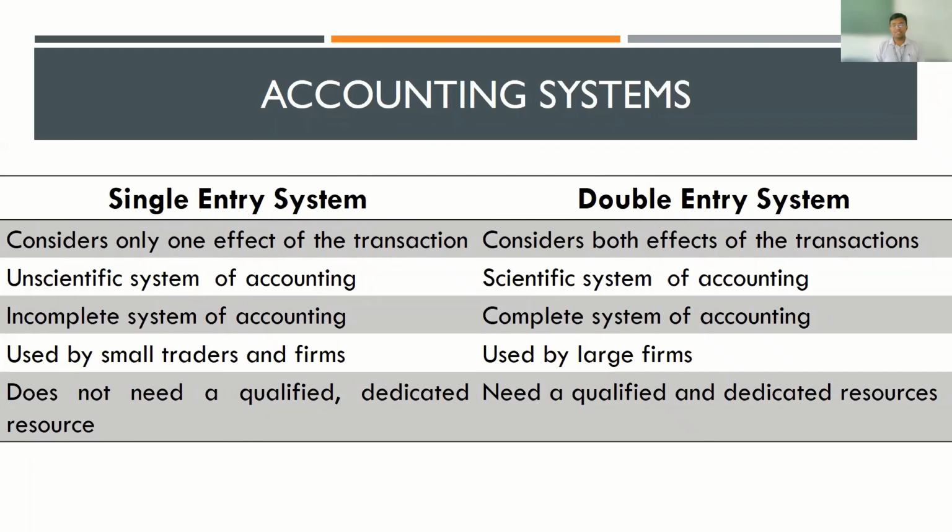Now, to maintain your books of accounts according to single entry system, you do not need a qualified or a dedicated resource. Anyone can do it. Whereas to keep your books of accounts according to double entry system, you need someone who is well versed with accounts, who knows how to keep a record of the transactions as per the double entry system. So these are the differences between single entry and double entry system. Please remember, in single entry, only one effect of the transaction gets recognized. In double entry, both the effects of the transactions are getting recognized.